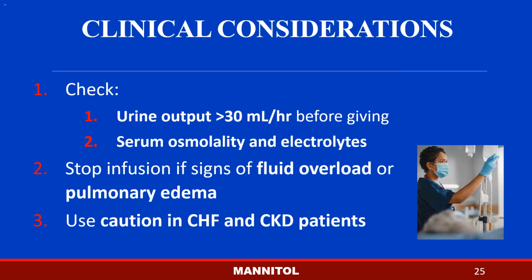Clinical considerations for mannitol. 1. Check urine output more than 30 milliliters per hour before giving. Ensuring adequate urine output helps mannitol work effectively. 2. Serum osmolality and electrolytes. Monitoring these helps avoid complications. 3. Stop infusion if signs of fluid overload or pulmonary edema. If these issues develop, mannitol should be stopped. 4. Use caution in CHF and CKD patients. Mannitol needs careful use in patients with heart failure or kidney disease.